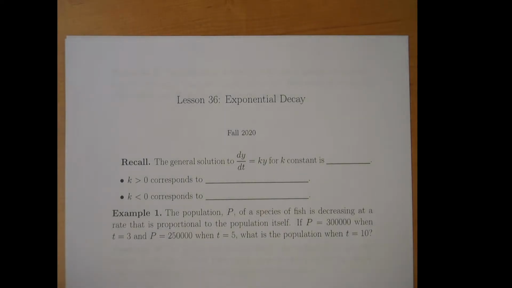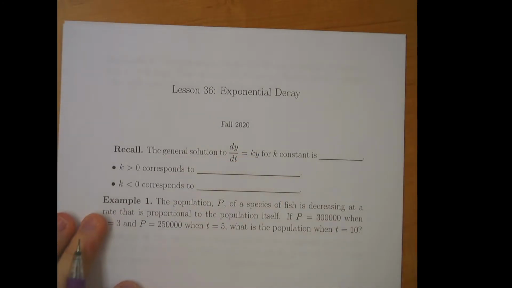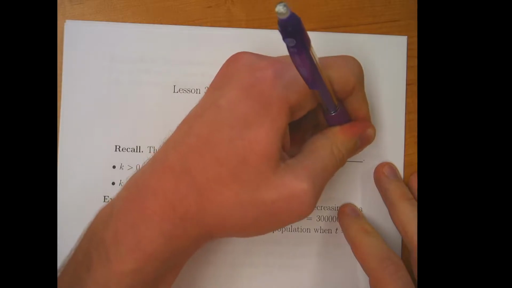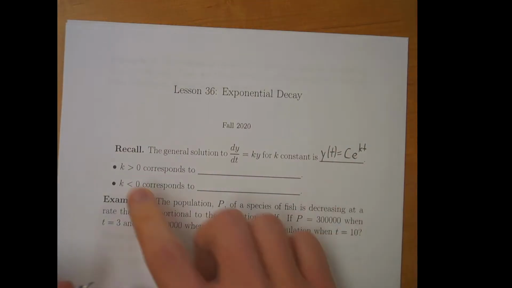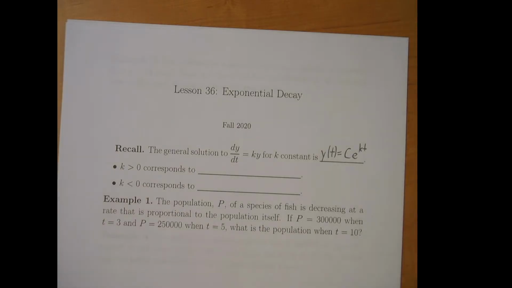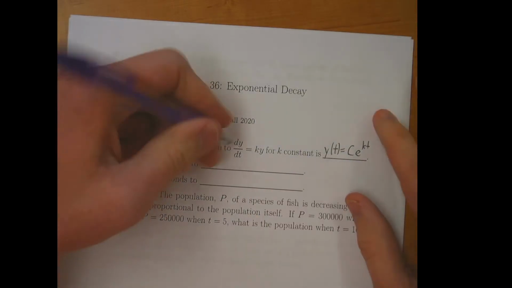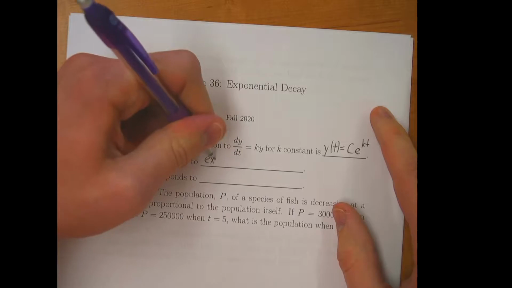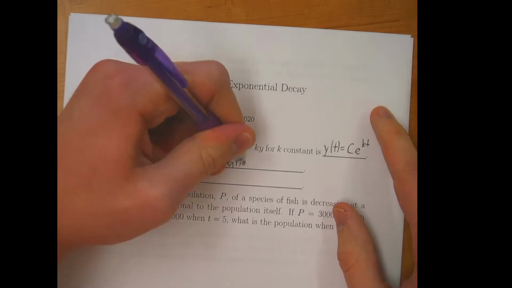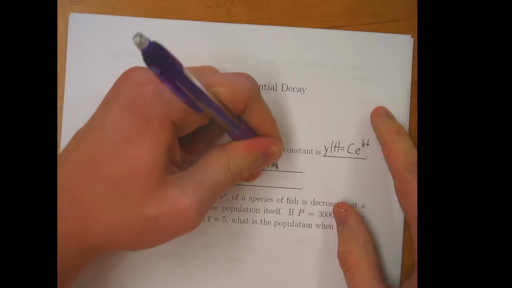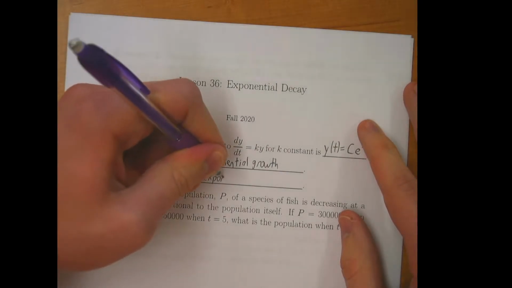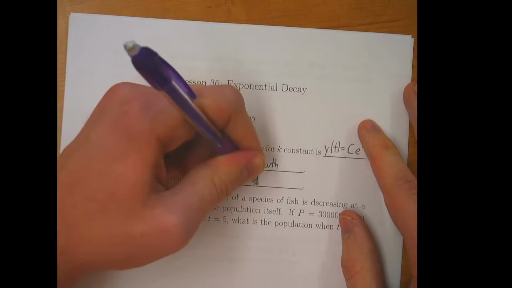So we'll go ahead and recall from last time. The general solution to dy/dt equals k times y, for k a constant, is y of t equals c times e to the kt. Okay? So here, like we said in lesson 35, k being greater than 0 corresponds to exponential growth. Whereas k being less than 0, as we'll see today, ends up corresponding to exponential decay.